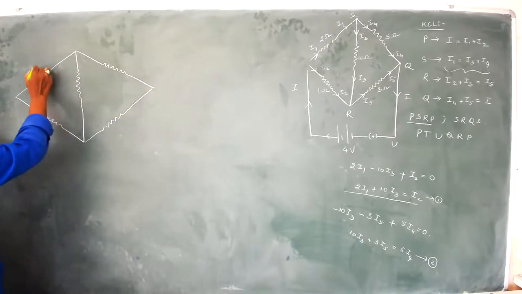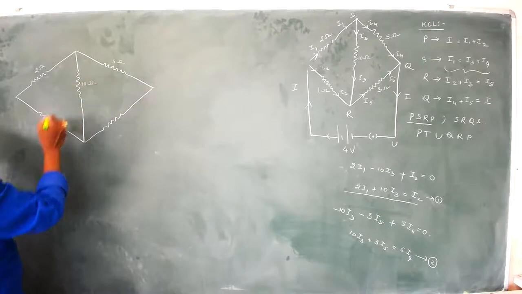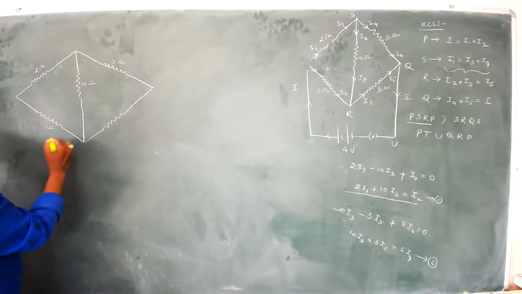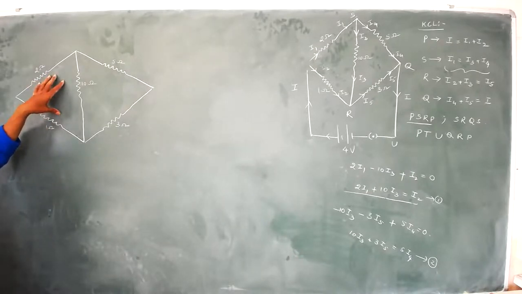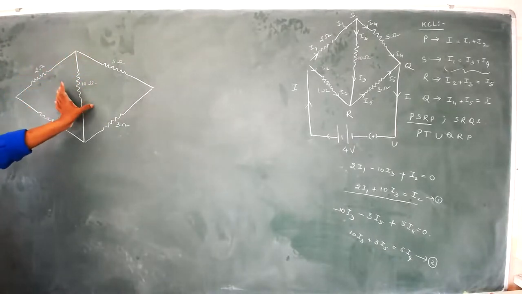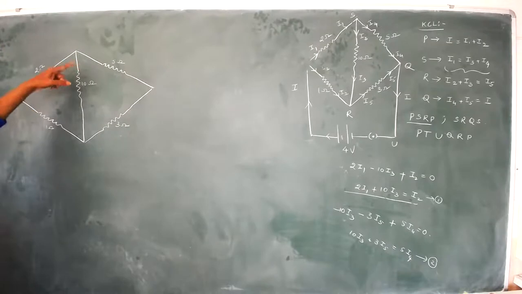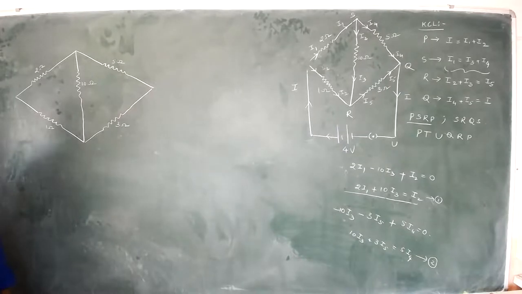This is 2 ohm, this is 5 ohm, this is 10 ohm, this is 1 ohm, this is 3 ohm. The applied potential between these two points is 4 volt. Now, look at the board. Rule number 1: in the given network, if there is any series or parallel combination, you need to simplify it. Do you see any series or parallel combination in this? So rule number 1 cannot be applied here.